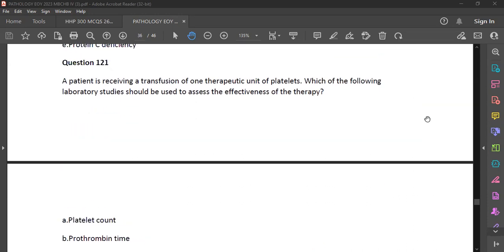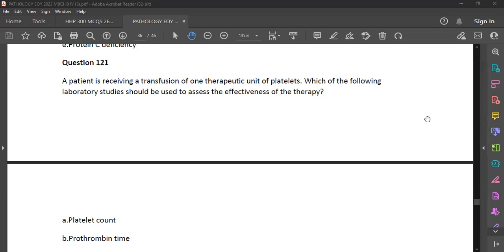Right. A patient is receiving a transfusion of 1 therapeutic unit of platelets. Which of the following laboratory studies should be used to assess the effectiveness of therapy? Yeah, and we talked about that platelets. If you want to do a function of the platelets, which is part of the primary coagulation system, we said you want to do your bleeding time.